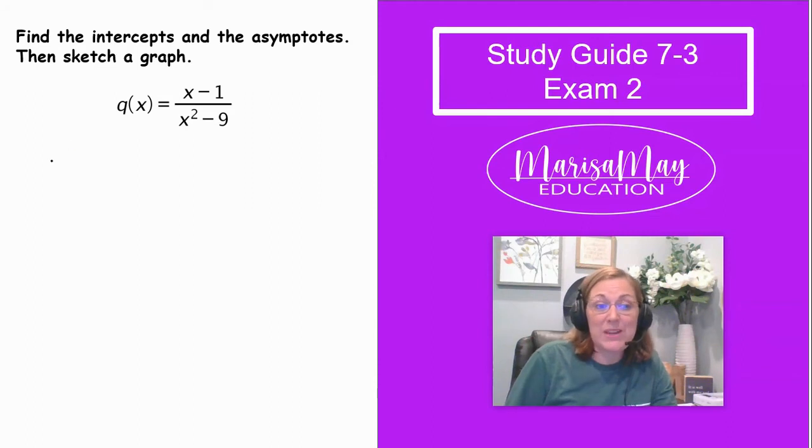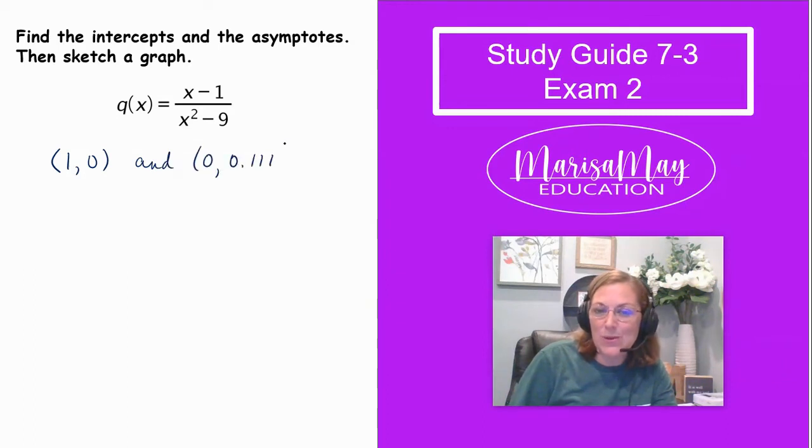So you'll remember we had intercepts at (1, 0) and (0, 0.111), which remember that really is 1/9. You can use your calculator to check that.